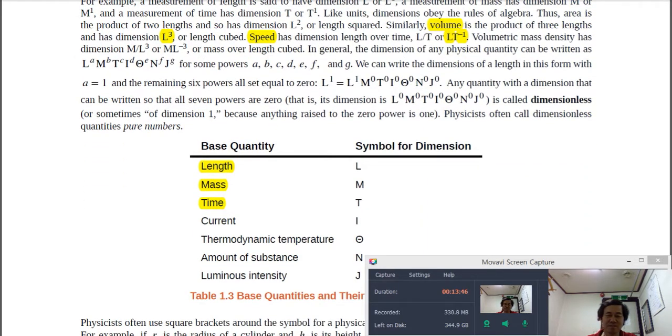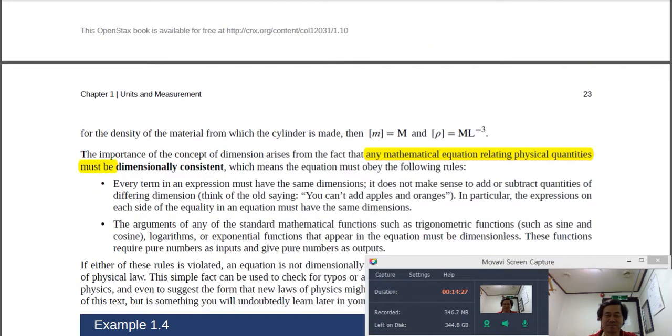For the base quantities, for length, we use symbol L. For the mass, we use symbol M. For the time, we use symbol T. So the speed is length divided by time, so we say L over T, or L times T to minus 1. So that's the dimension of a physical quantity.